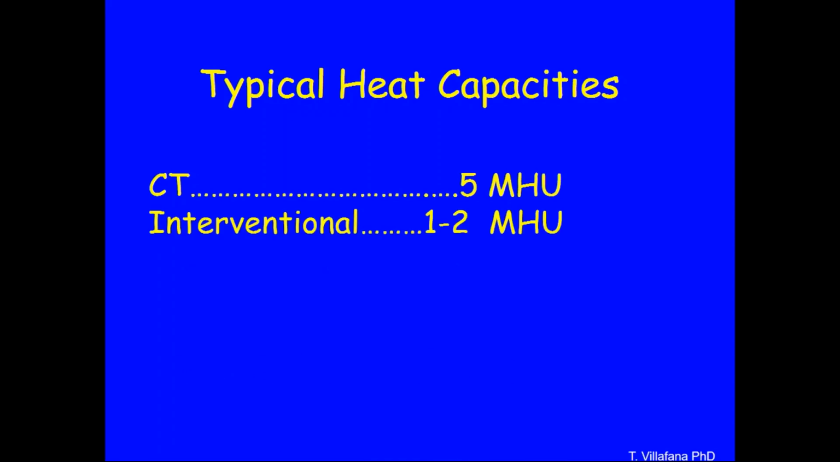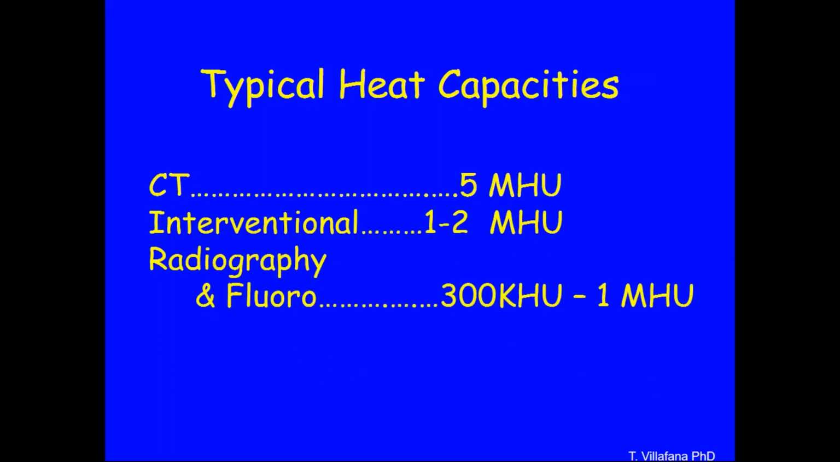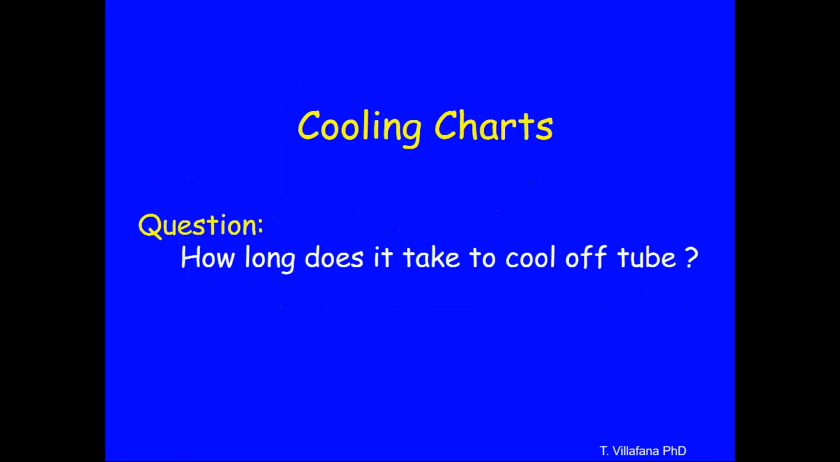Interventionals are usually between 1, 2, or 3, somewhere in there. And your standard radiography fluoroscopy is more typically between 300 kilo heat units to maybe 600 kilo heat units. Occasionally you'll see a 1 mega heat unit, but usually you have to go above 1 to get to the high-end interventional and CT systems.